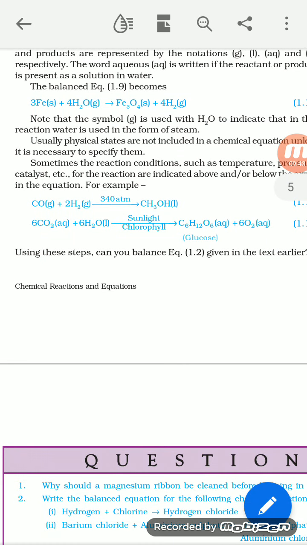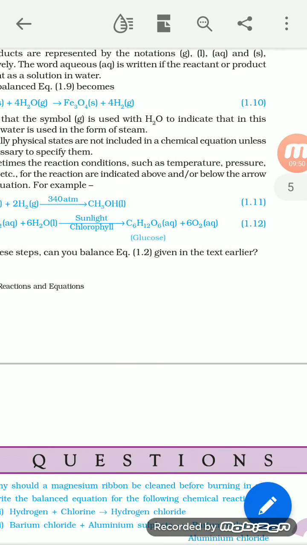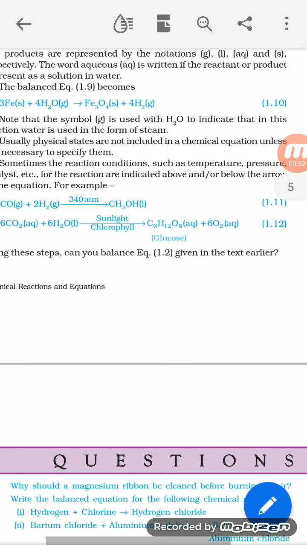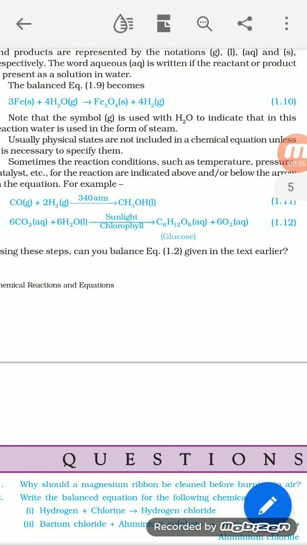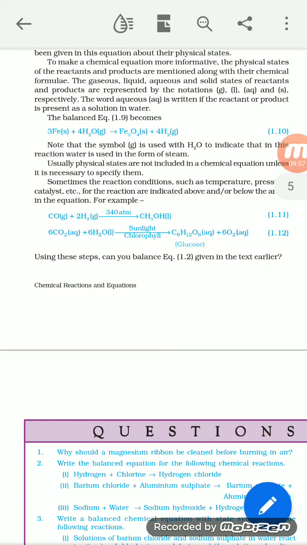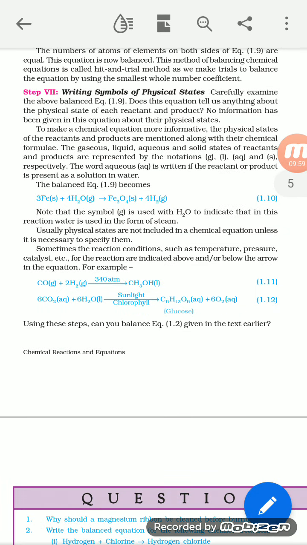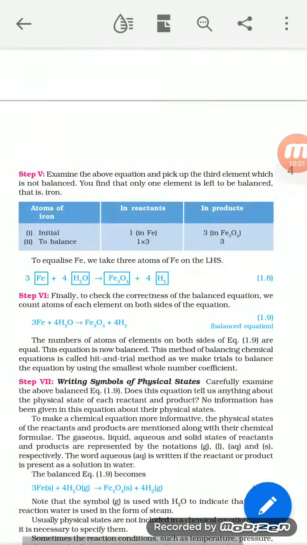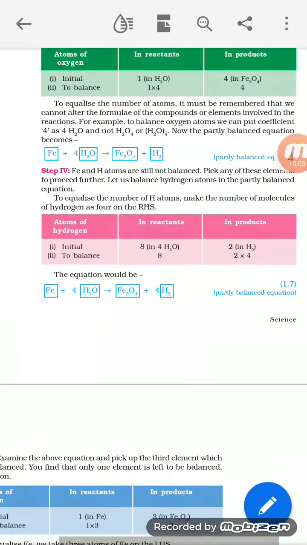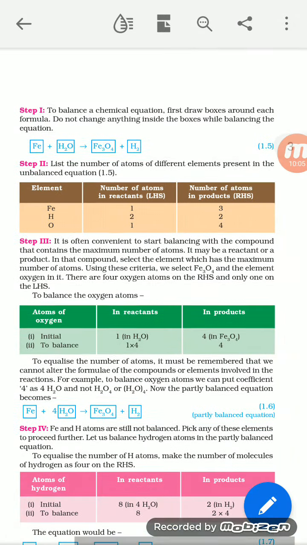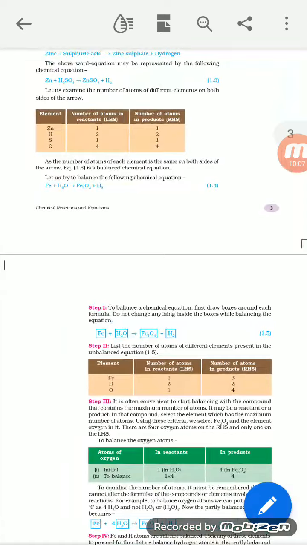So using these steps, you can balance a chemical equation. Equation 1.2 given in the text earlier, we can do that one also. So this is the whole process by which we can write a chemical reaction and balance a chemical equation. This is the process.